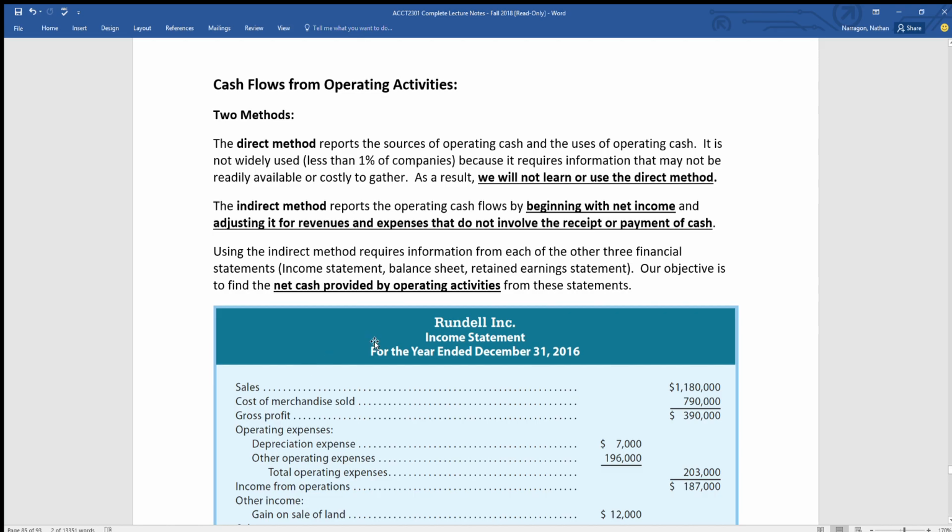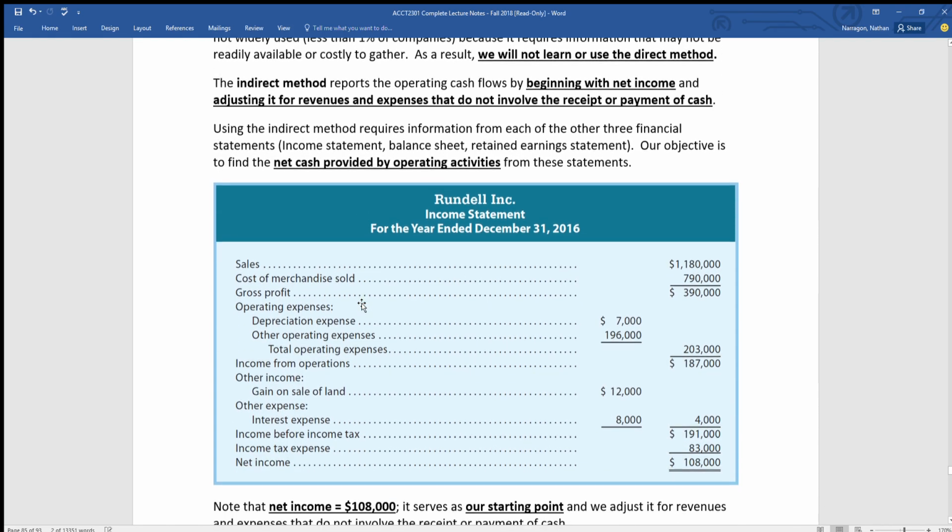So when we use the indirect method, it does require information from basically all three financial statements that we already know. And our objective is to find the net cash provided by operating activities.